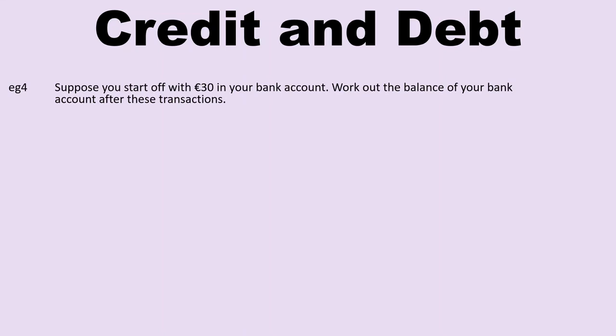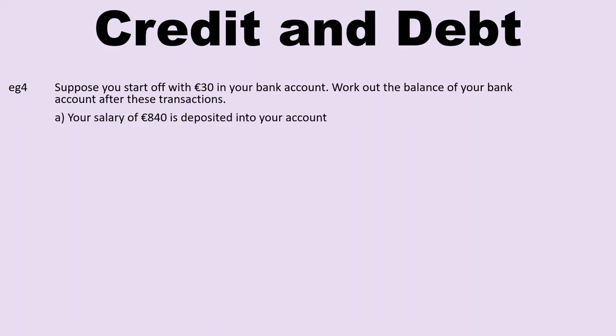Credit and debt questions are also a really good example of where we might use positive and negative numbers. When you're in debt, you owe money, so you could consider yourself as having a negative amount of money. When you have credit, you have money available that you could spend. So that's a positive value. So for example, suppose you start off with 30 euros in your bank account. Let's assume that this is positive 30 euros in the bank account, not 30 euros that you owe. So you're not yet in debt. Work out the balance of your bank account after these transactions.